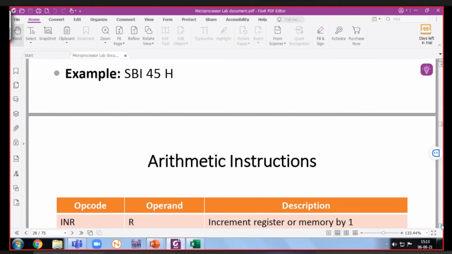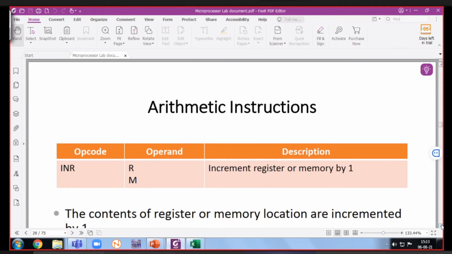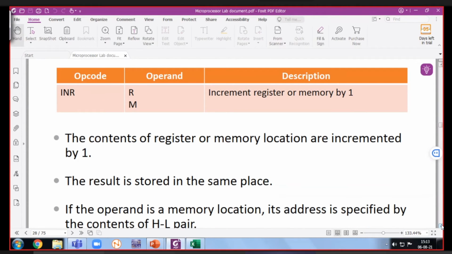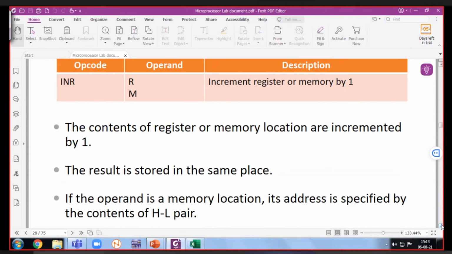Okay, then comes increment and decrement. Very important instruction. Very, very important. You have to understand this. INR R or M: increment register or memory by 1. The contents of the register or memory location are incremented by 1. The result is stored in the same place.